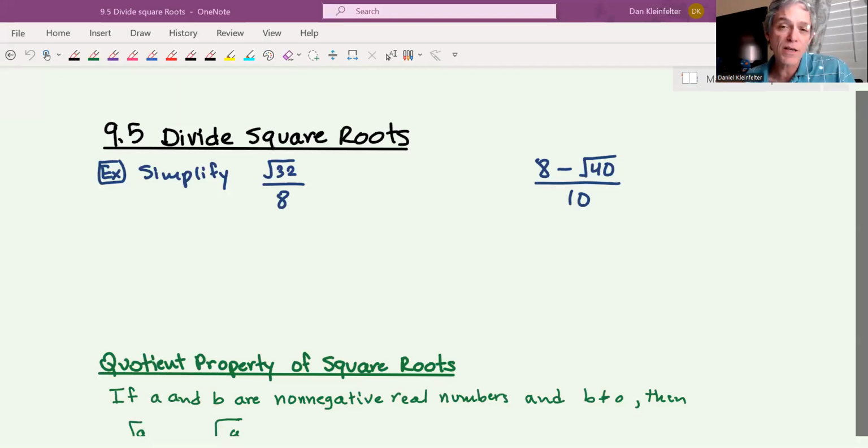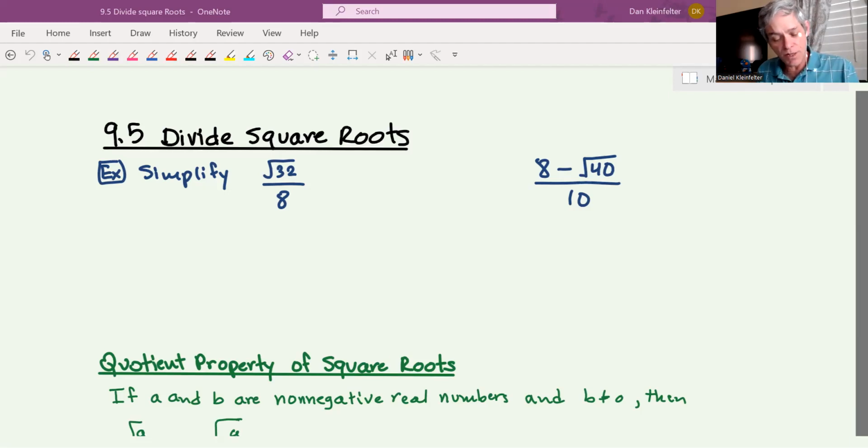Welcome back. In this video, we're going to go over section 9.5, which is about dividing square roots. So taking a look, the first kind that we'll see doesn't take any special properties. In this one, we're just going to simplify the radicals as we've done before, and then simplify further.